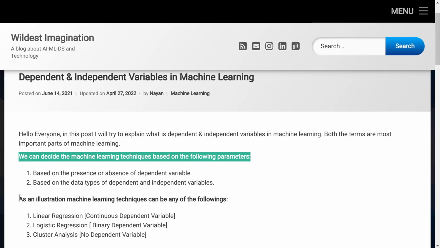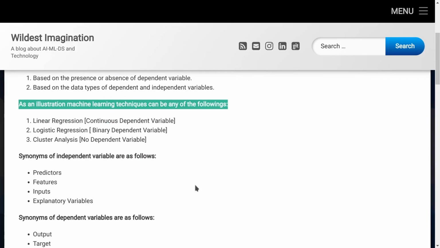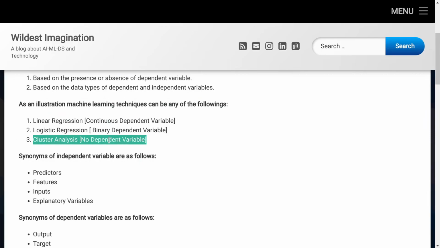A few examples of how these variables will impact the selection of machine learning techniques are: if we have a dependent variable having continuous data, such as 1, negative, 0.25, 5.9, 8, 99.2, something like this, then we can go for linear regression. If we have a dependent variable having binary data like yes, no, 0, 1, etc., then we can go for logistic regression or SVM or any other algorithm which supports binary classification. With binary data, we can't go for linear regression. In case we don't have any dependent variable, then we can go for unsupervised learning techniques like cluster analysis.